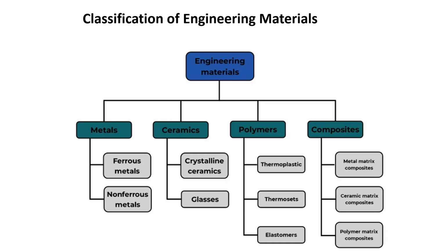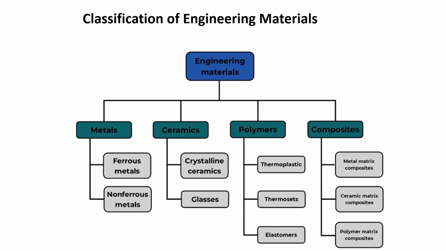Now let's talk about polymers. These materials are organic compounds made up of repeating units of molecules. They can be divided into thermoplastics, thermosets, and elastomers. Thermoplastic materials are those which get softened when heated and get hard when cooled. Thermoset materials, when heated, become hard permanently, and elastomers are rubber-like materials.